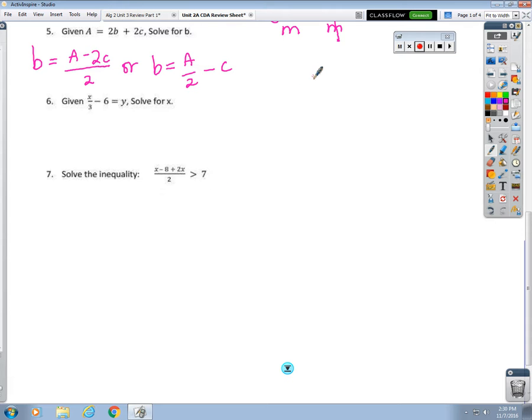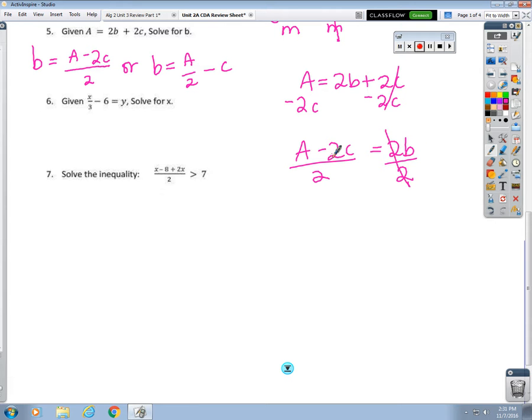Now, the way they got that is they took a equals 2b plus 2c, and they solved for b. The first thing would be to subtract 2c on both sides, property of equality for subtraction. And then to isolate that b, they would use the property of equality for division and divide by 2 on both sides, which left b equals that, which reduces to that. Any questions?